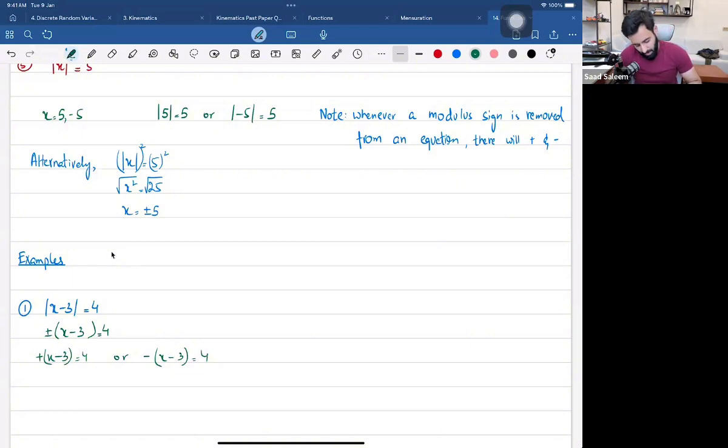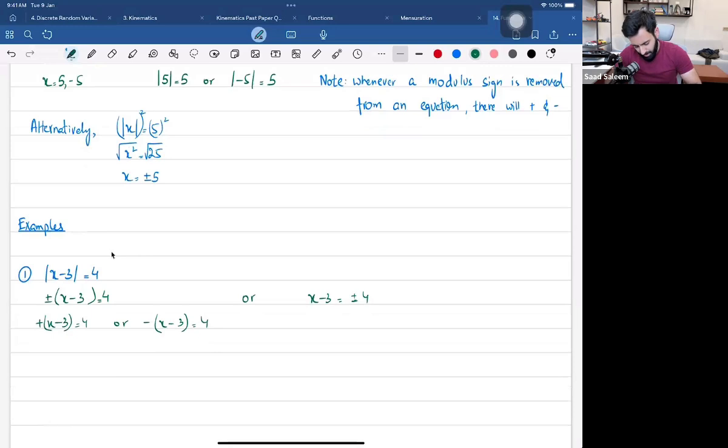Or what we can do is x - 3 equals plus minus 4. That is something that we can also do. It makes no difference where you put the minus sign. A lot of people prefer this because it's more convenient when you have the plus minus sign with the constant. So that means x - 3 could be equal to 4 or x - 3 could be equal to minus 4. So x is equal to 7 or x is equal to minus 4 plus 3, which is equal to minus 1.